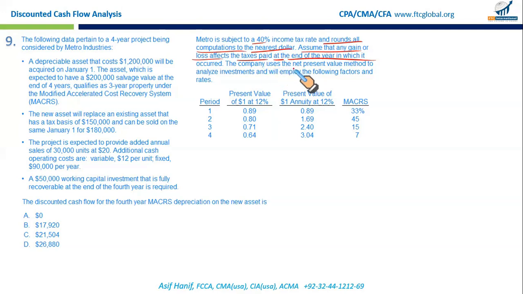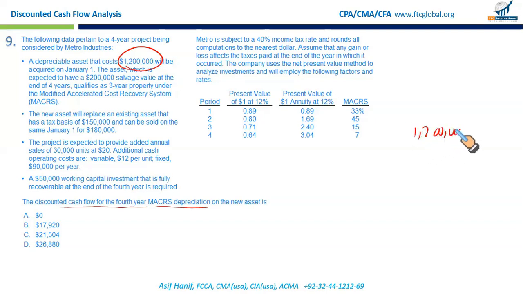The company uses the net present value method to analyze investments and will employ the following factor rates. These are the present value factors for 12%. This is the present value of an annuity. We are required to find out what? Discounted cash flow for 4 years MACRS depreciation. We can't use any other depreciation method rather than just these rates. So your asset is worth $1.2 million. Depreciation rate for the 4th year is 7%.